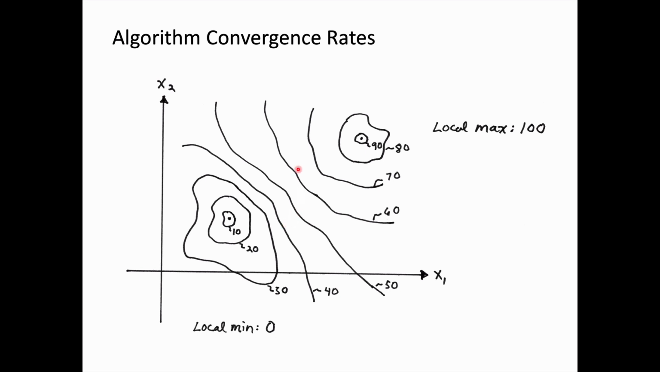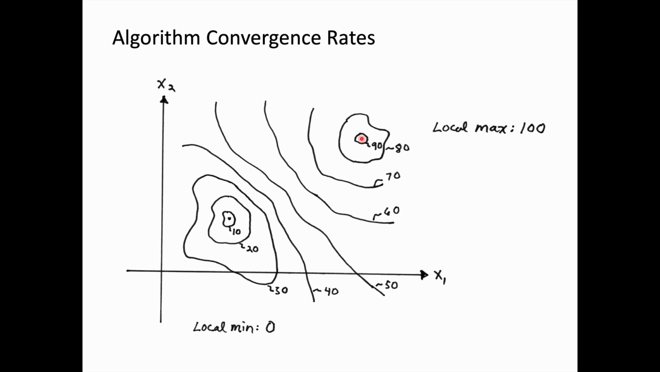It turns out there are algorithms where, say, if I start right here, instead of going toward the minimum, it's going to find the nearest stationary point. It's going to really rapidly converge on the local maximum. And we don't want that to happen.